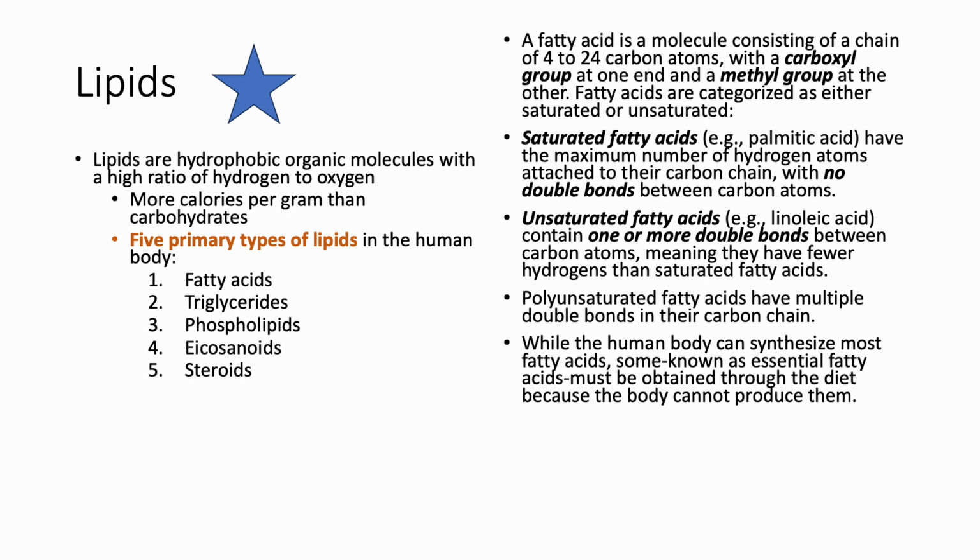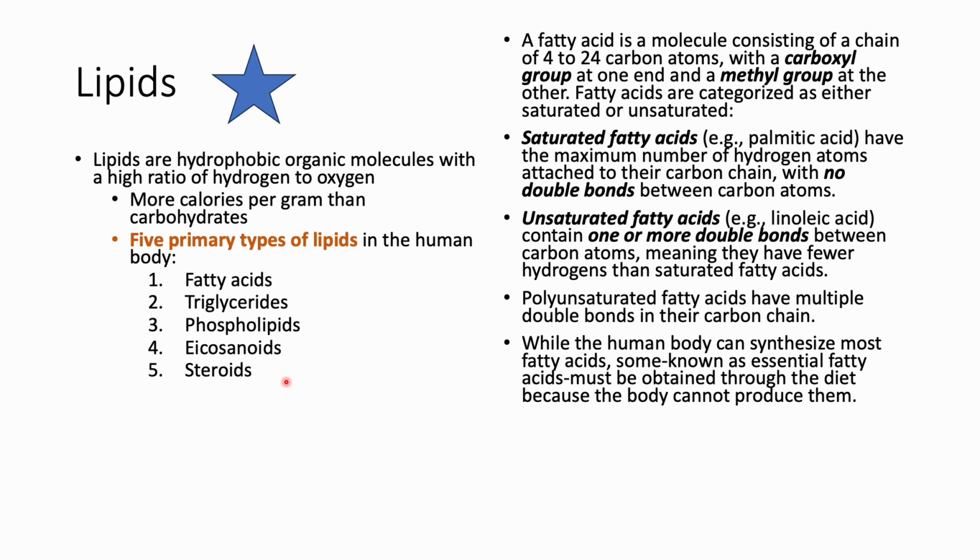So that was that. Now we're going to go through our lipids. Lipids are hydrophobic molecules with a high ratio of hydrogen to oxygen. More calories per gram than the carbohydrates, and our 5 primary types of lipids we have are fatty acids, triglycerides, phospholipids, eicosanoids, and steroids. Let's start off with our fatty acids.